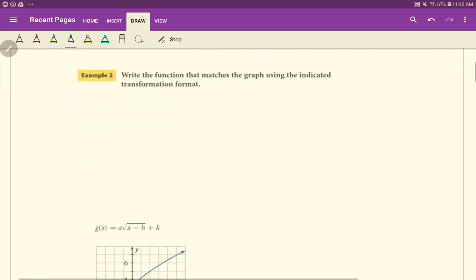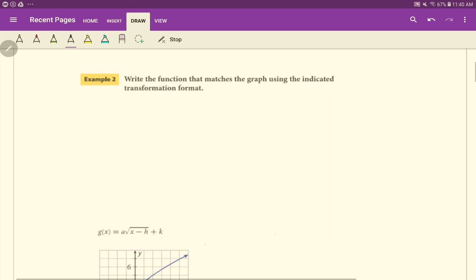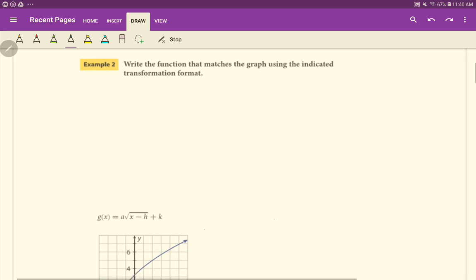So let's take a look here. You'll see here, and I'm just taking these pages from our book, that we're asked to write the function that matches the graph using the indicated transformation format. All right, so let's take a look at our function here.